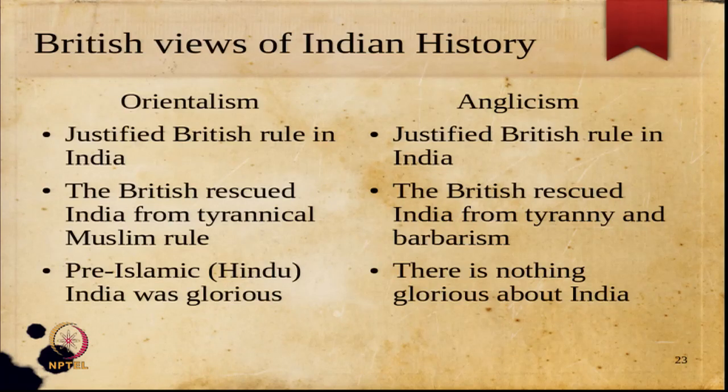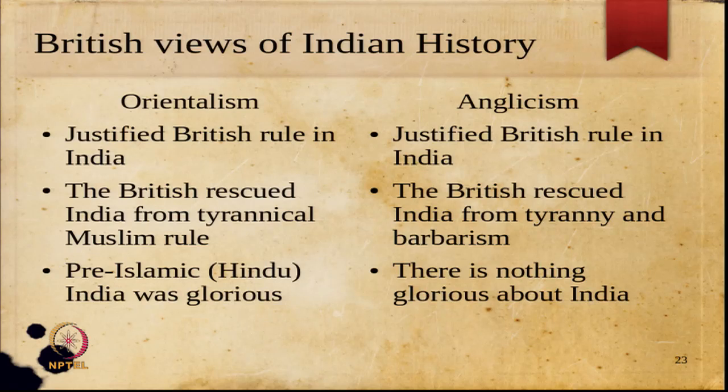If you look at these comparative views, both views, however, justified that the British need to rule India. The British are right in ruling India. The British have a purpose in ruling India. However, the justification came divergent, whereas the Orientalists felt that the British rescued India from a tyrannical Muslim rule, the Anglicists felt that the British rescued India from tyranny and barbarism, irrespective of the Muslim rule.